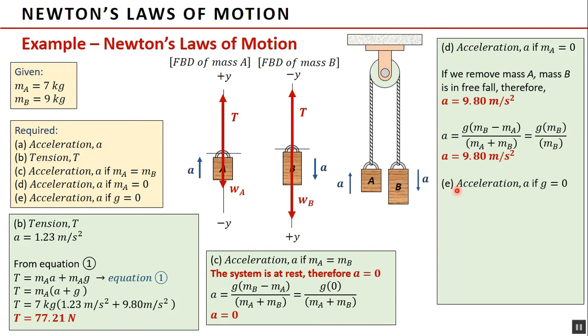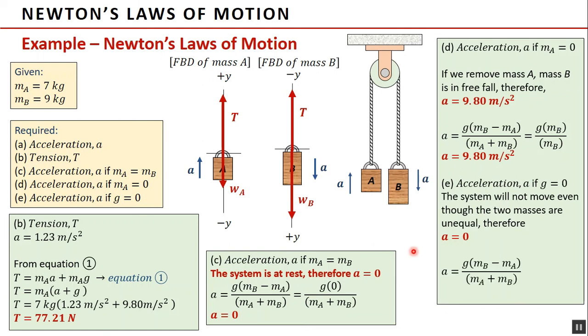Lastly, for letter E, if there is no gravity, there is no weight or pulling force, obviously the system will not move even though the two masses are unequal, therefore the acceleration is 0. And from this equation, if g is 0, so is the acceleration.